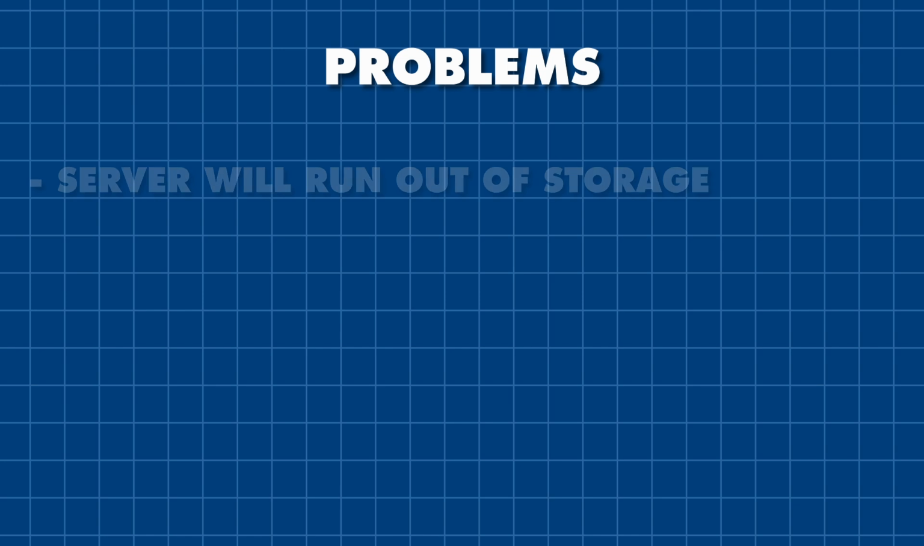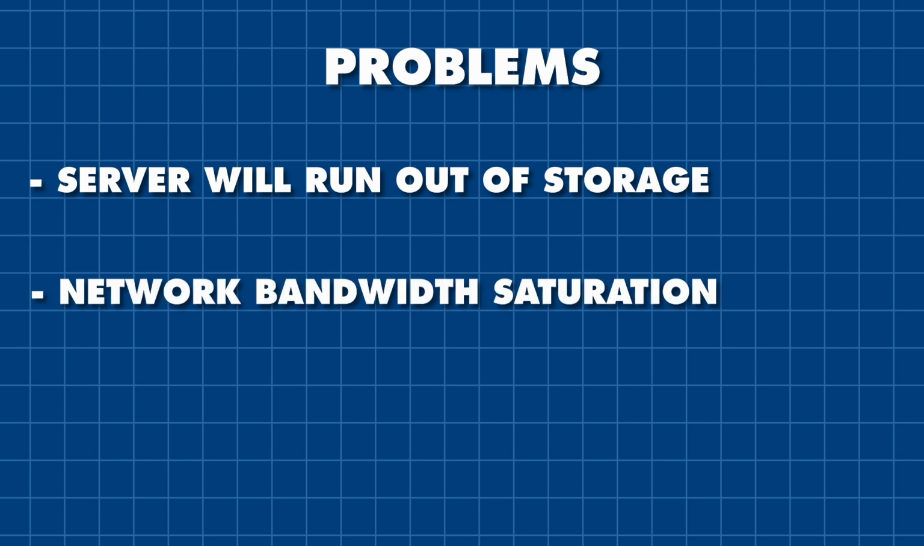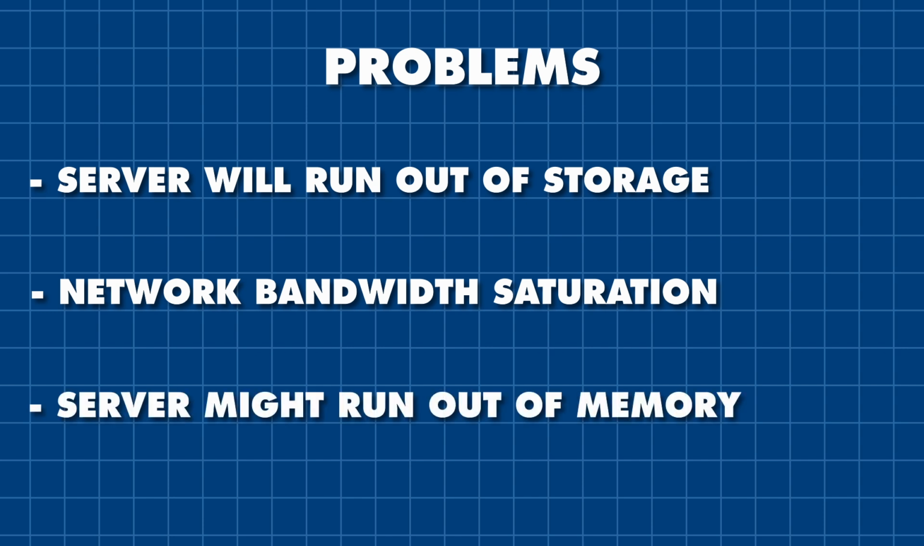The first is that the server would quickly run out of storage space trying to handle all of these large files simultaneously. The second issue is that the server's network bandwidth would quickly become a bottleneck, causing slow upload speeds and potential timeouts for users. The third problem is that the server might run out of memory while trying to process all of these concurrent uploads. This is why I've decided to offload file storage for my application to Amazon S3.